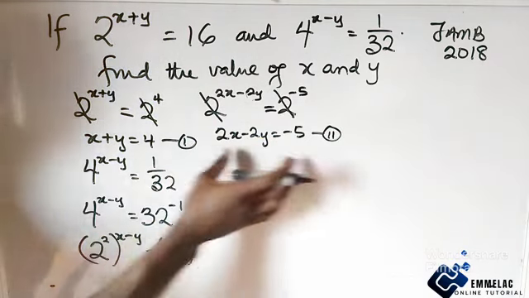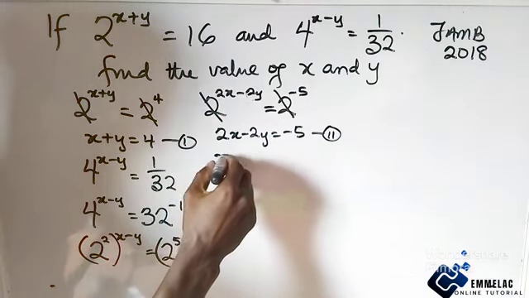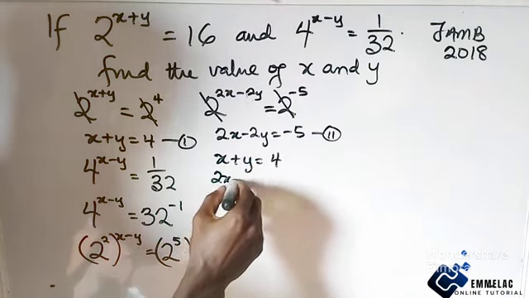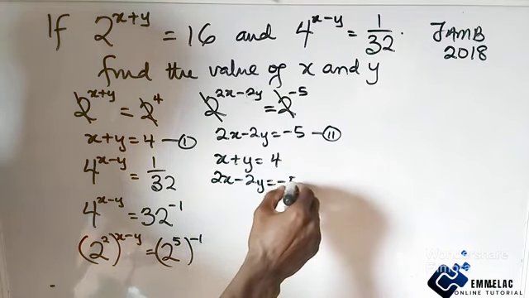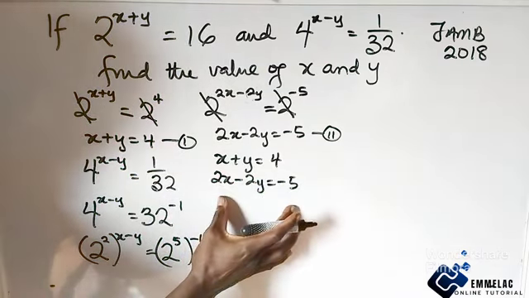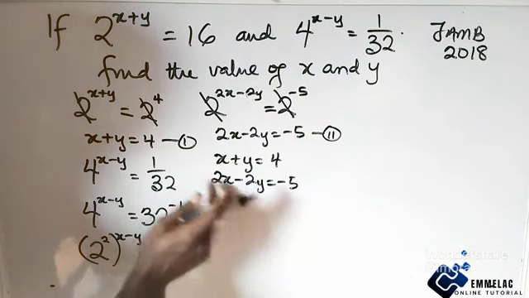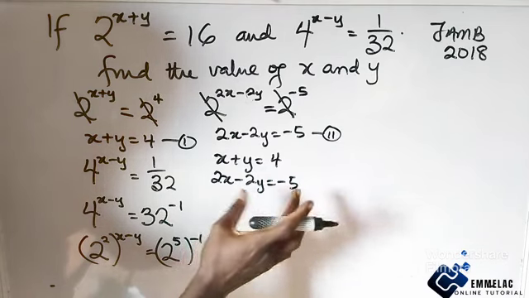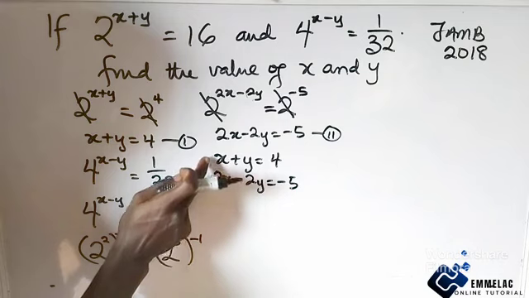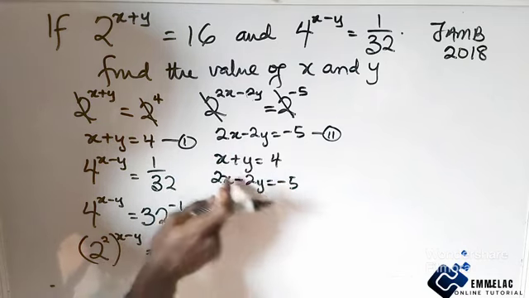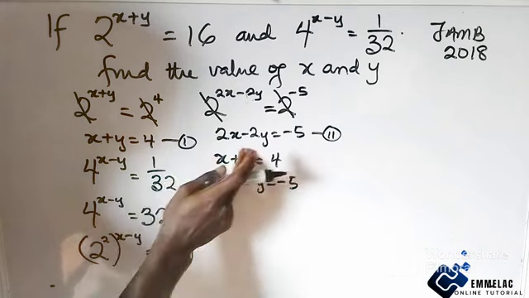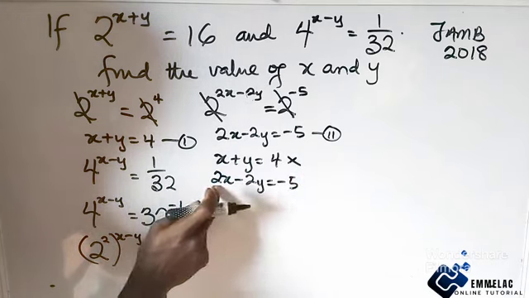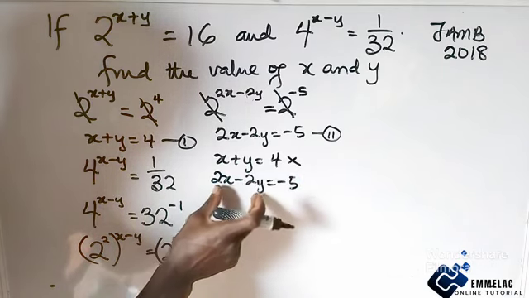Alright, now let us bring the two equations together and resolve. You have x plus y equals 4, and here you have 2x minus 2y equals minus 5. Now this particular expression has led us to simultaneous equations. How do we resolve for the two unknowns? What we need to do is to resolve using the elimination method, and by the elimination method we must ensure that either of these unknowns have the same coefficient. Since they don't have the same coefficient, we can make them have the same coefficient by multiplying by the coefficient of whatever unknown you want to eliminate.